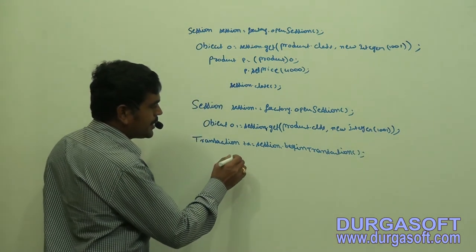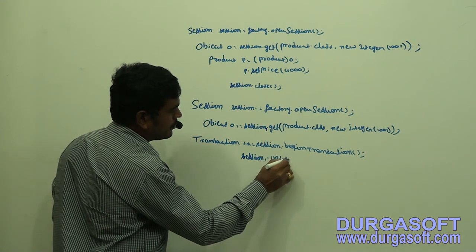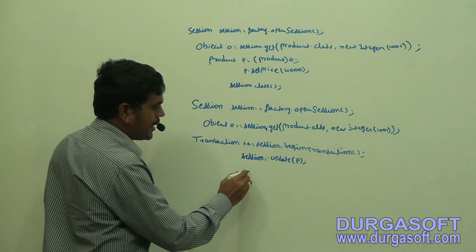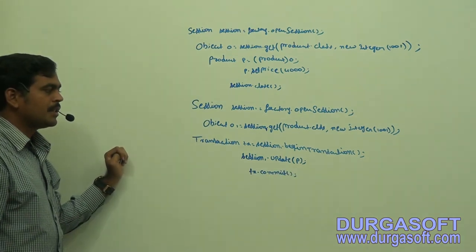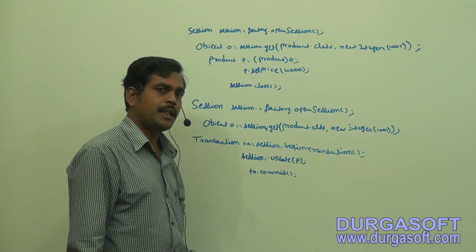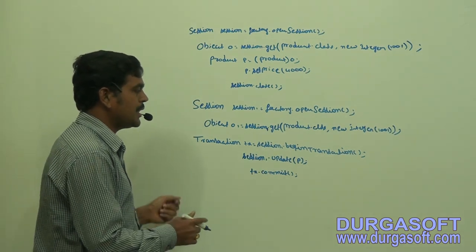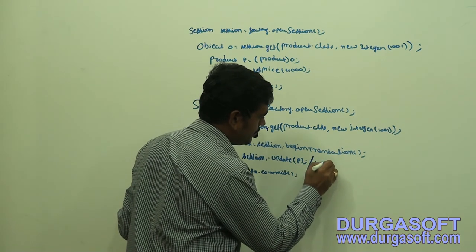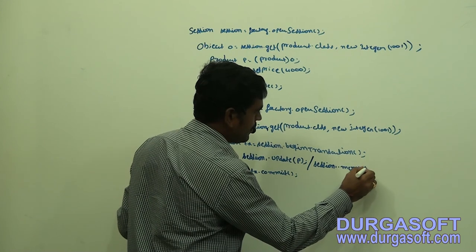After that, I am going to use session1 dot update of p. Then after that, tx dot commit. Whenever we are using the update method here, we are going to get an exception. Whereas instead of the update method, whenever we are using the merge method here, session1 dot merge, now we can use P here.